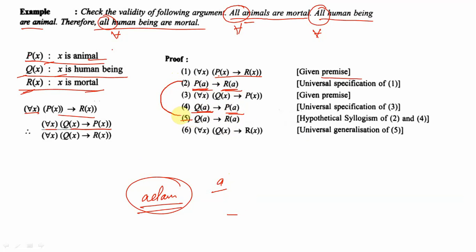So I can apply hypothetical syllogism on these two. See, Q implies P and P implies R. So this means Q implies R, by transitivity. So QA implies RA: if Adam is a human being, then Adam is mortal. And as we used universal instantiation over here, I can apply universal generalization to say that Qx implies Rx is true for all the values of x. In other words, all human beings are mortal.